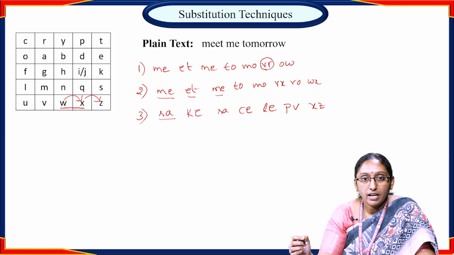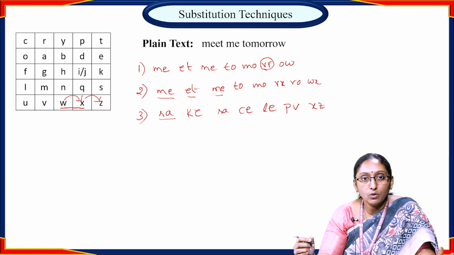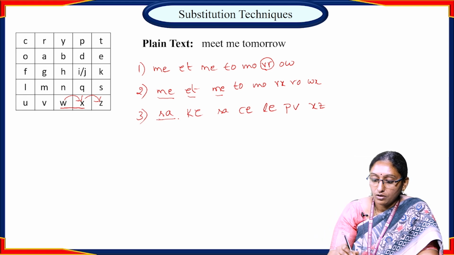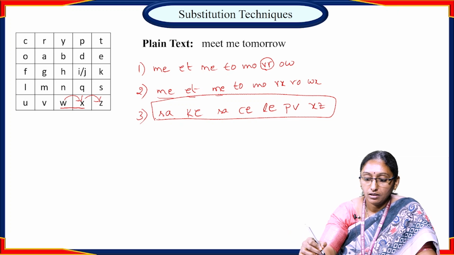First case, if they are in the same row, each letter in the diagram is replaced by its immediate next letter. The second case, if they are in the same column, then each letter in the diagram is replaced by its immediately below letter. If they are in two different rows and columns, they are replaced by that letter's row and the other letter's column intersection point. Like that, we can replace plain text letters with ciphertext letters. So now we can consider this is our ciphertext of the given plain text.